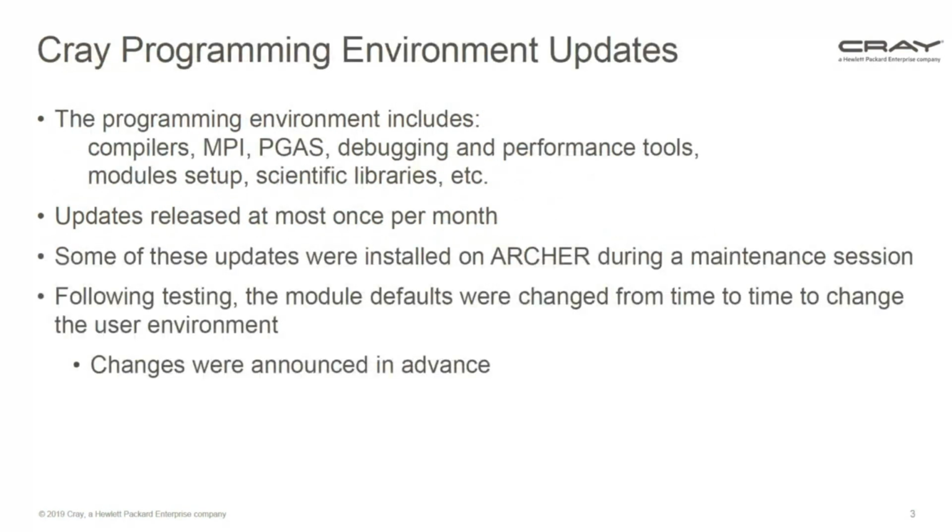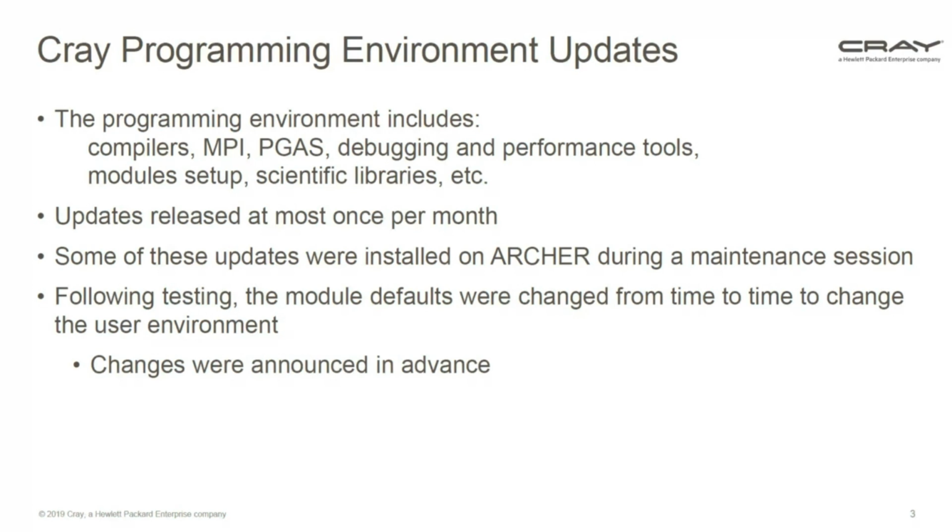If we think about the programming environment, this has been stable for a long time on ARCHER, and it includes a range of things relevant to developers. It includes compilers, a message passing MPI implementation, PGAS languages, tools to support debugging, and performance tools. It has a module setup that allows you to choose different parts of that environment, so you can choose to use, say, the Intel compiler rather than the Cray compiler, and scientific libraries. This is bundled as a package, and sometimes we call that programming environment. Sometimes we use the term compilation and development environment, so CDT is another term that you might hear used.